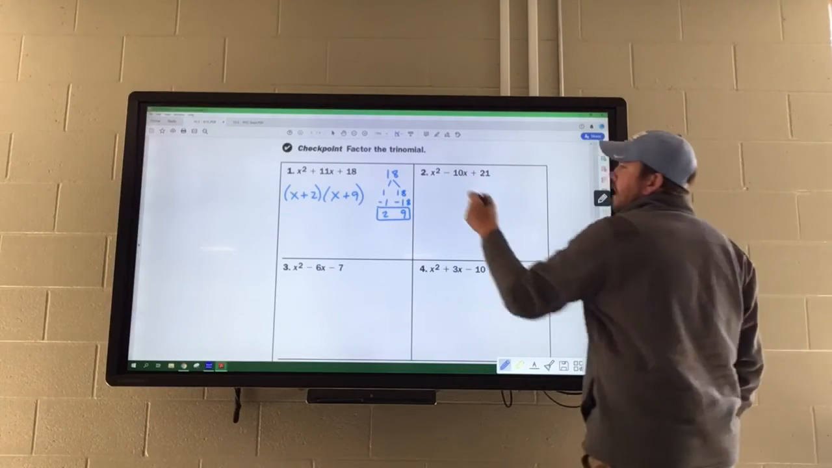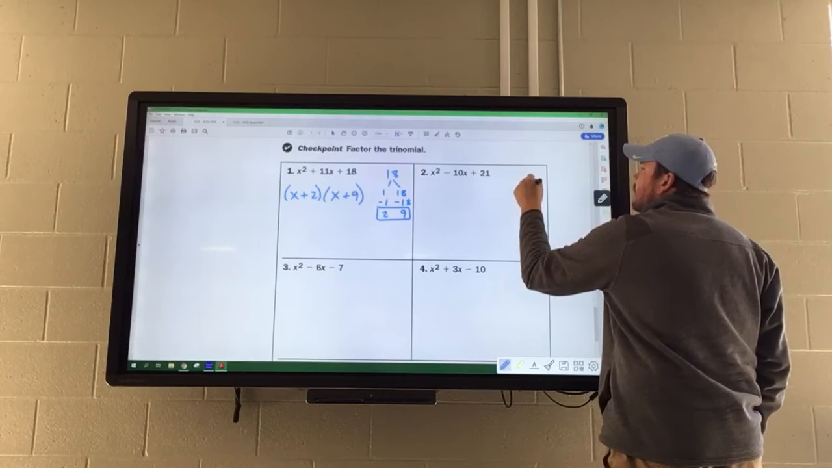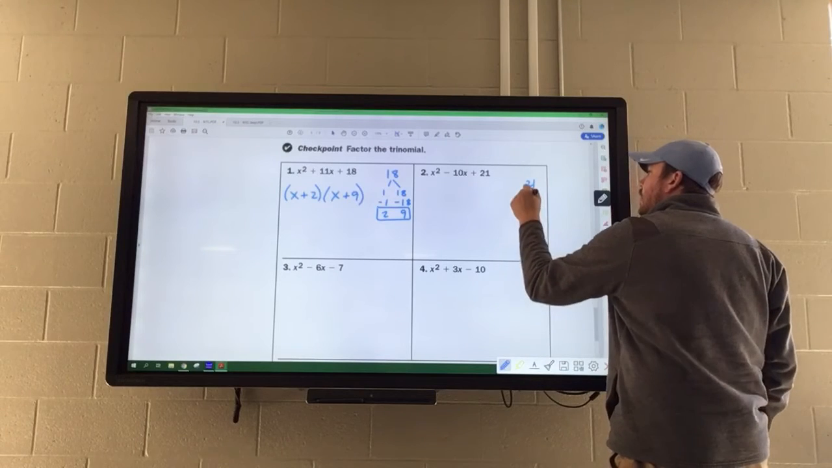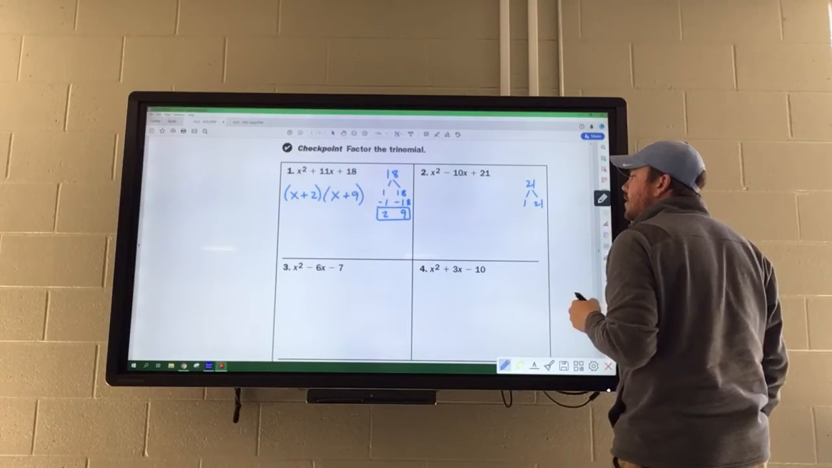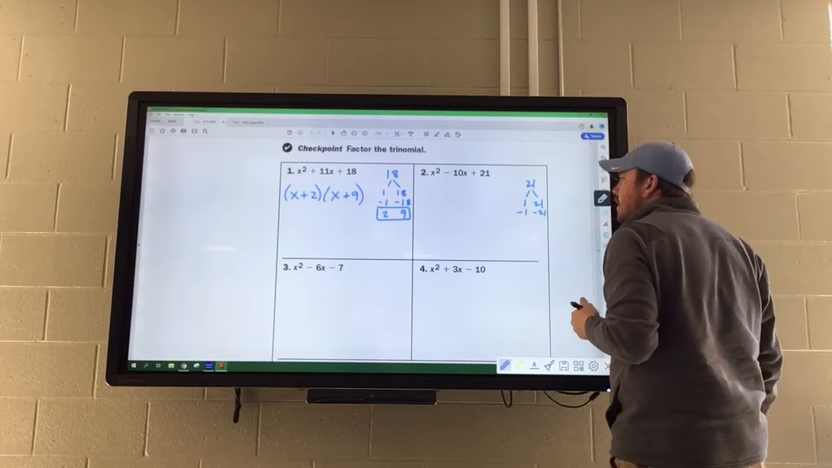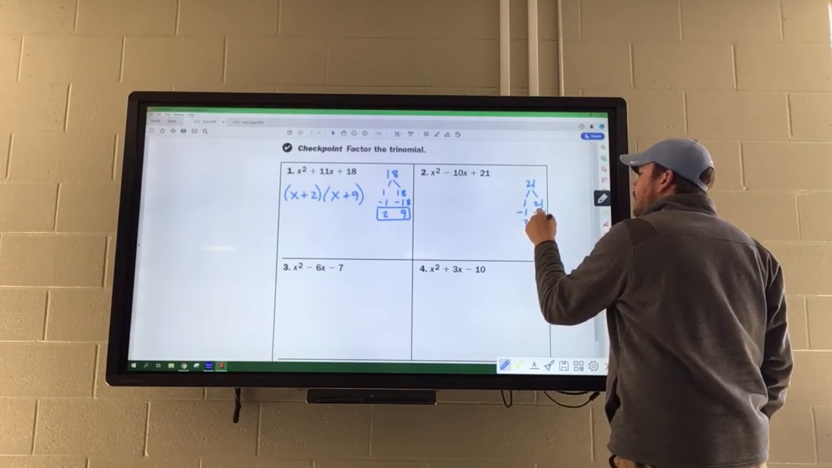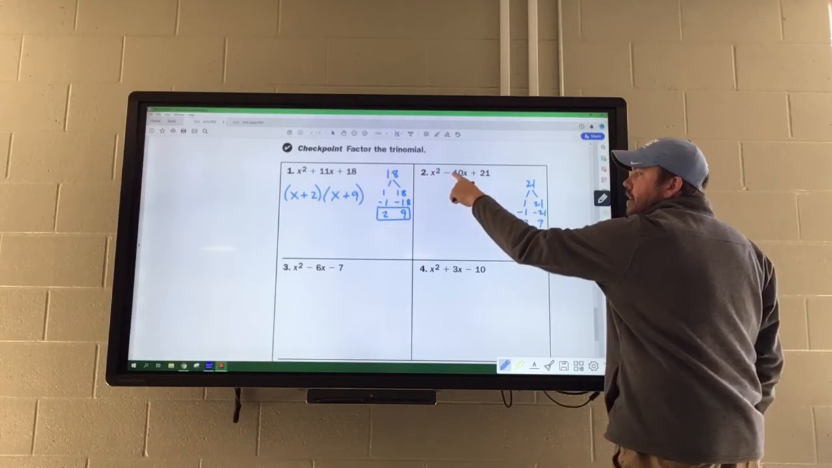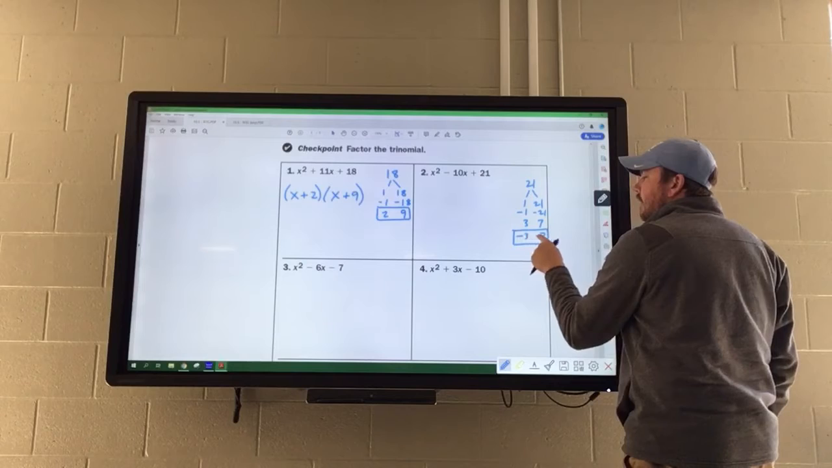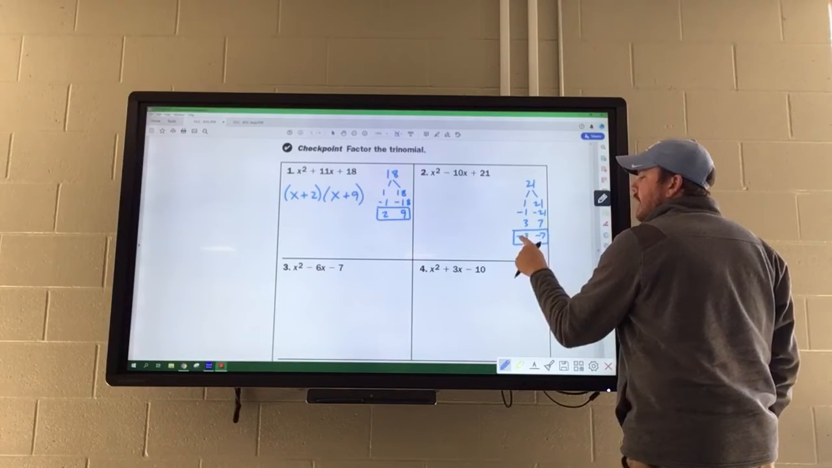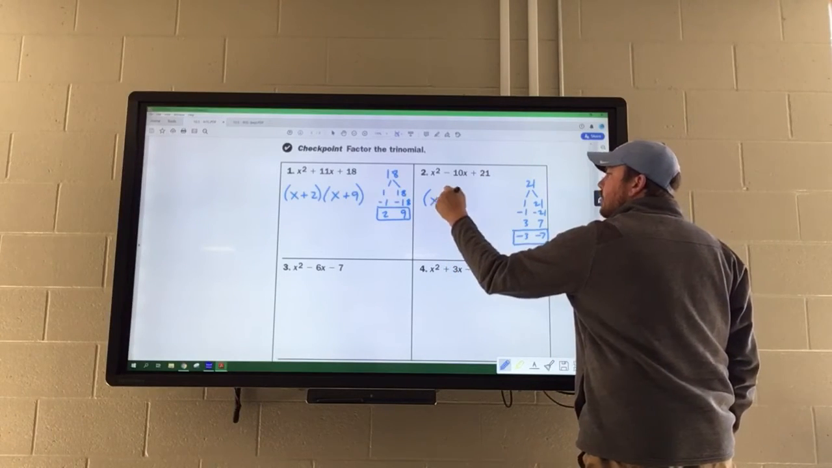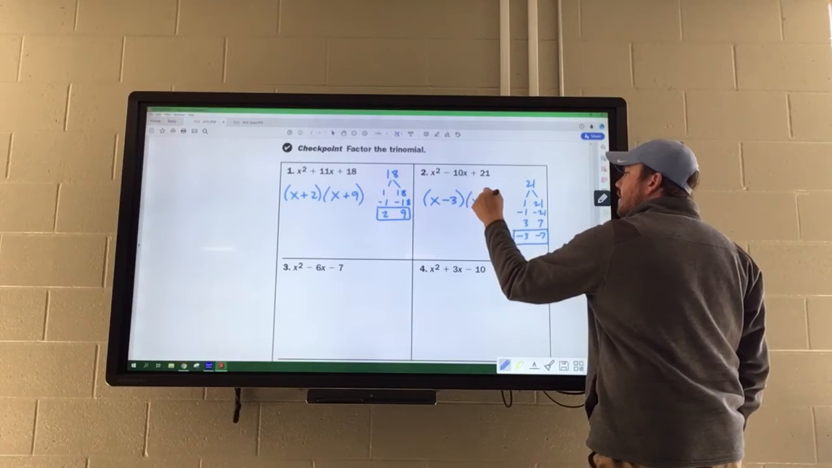Number 2. Again, we just have 1x squared, so in this case, I need factors of 21 that add to negative 10. To multiply to get 21, I can do 1 times 21, but that adds to 22. I can do negative 1 times negative 21, but that adds to negative 22. I could do 3 times 7, but that adds to positive 10, so we're very close. So we just need negative 3 and negative 7, because negative 3 times negative 7 is positive 21, and negative 3 plus negative 7 is negative 10. So my factors in this case will be x minus 3 and x minus 7.